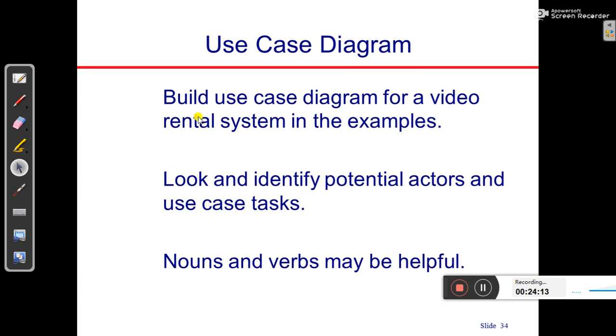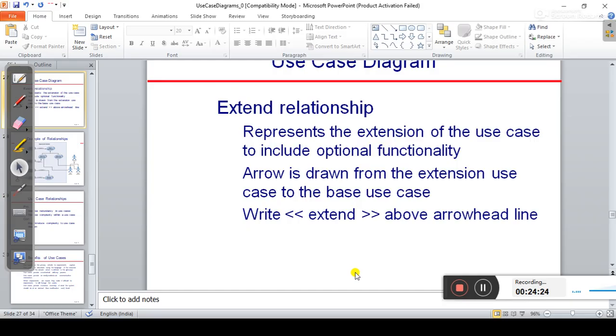Suppose you can try this out: build a use case diagram for a video rental system. Look and identify potential actors and use case tasks. Nouns and verbs may be helpful.